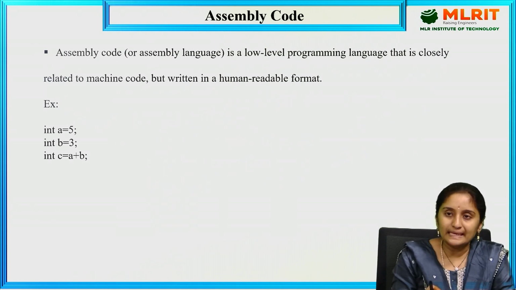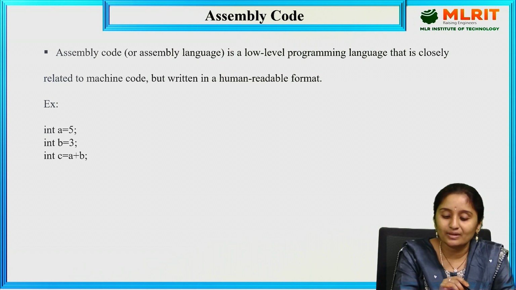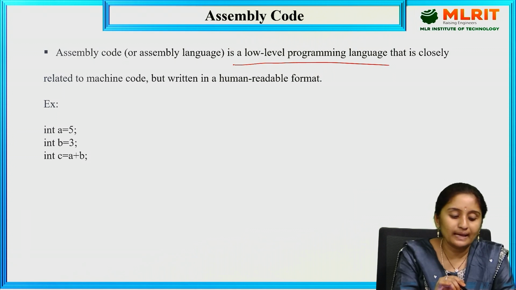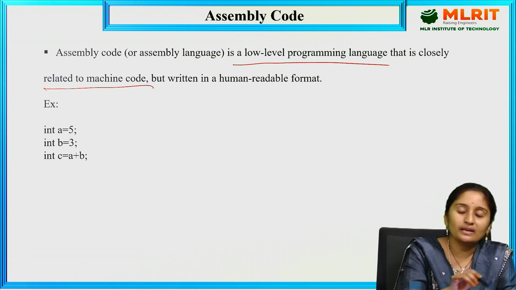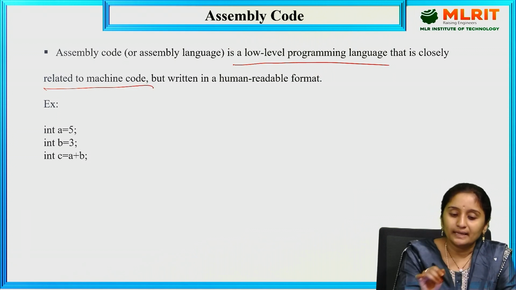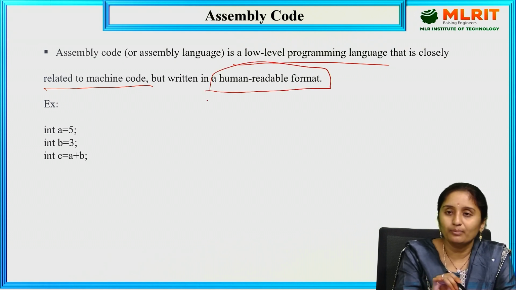So the next one is assembly code. Assembly code, which we can also call assembly language, is a low-level programming language that is very closely related to the machine code, but it is written in a human-readable format.